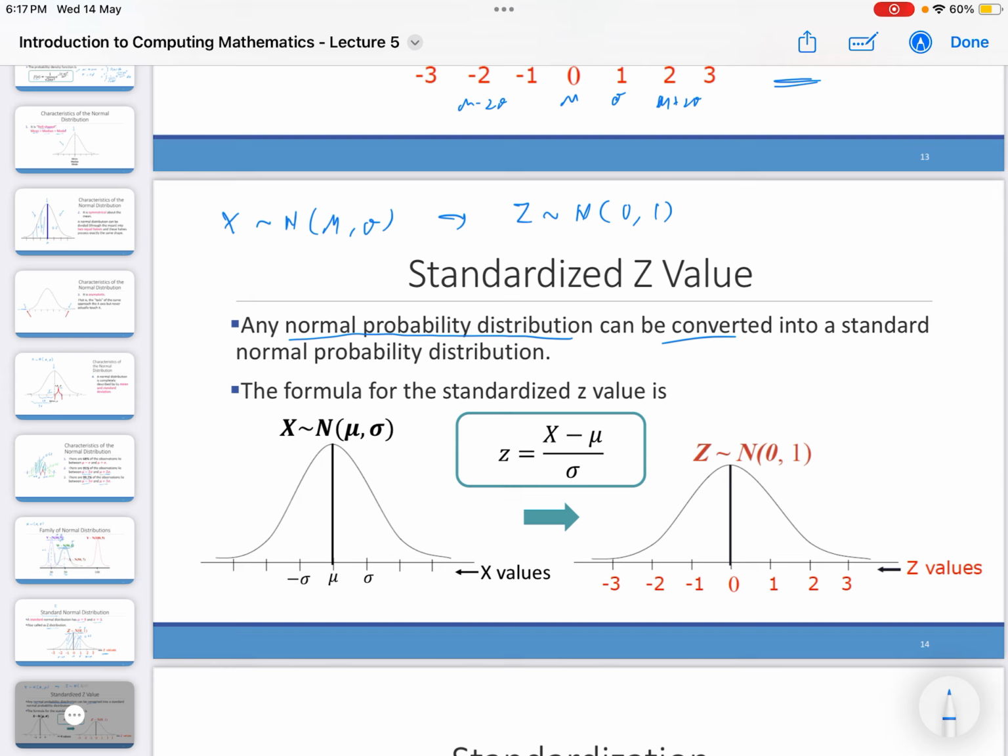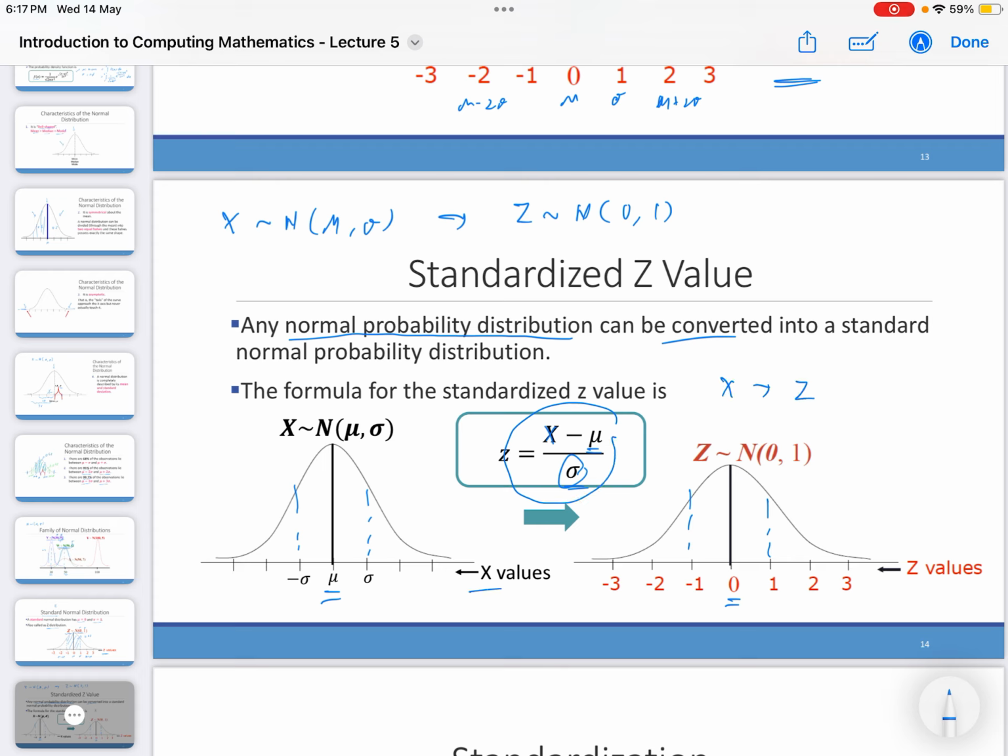So how we convert is, first the x, we minus the mu, the mean, and then we divide by the standard deviation. Basically the mean here, we need to shift to 0, so that's why we minus the mean. And the standard deviation here, we need to scale to 1, so that's why we divide by sigma to get the variation scaled to 1. So whenever we do this operation, the x will become z.